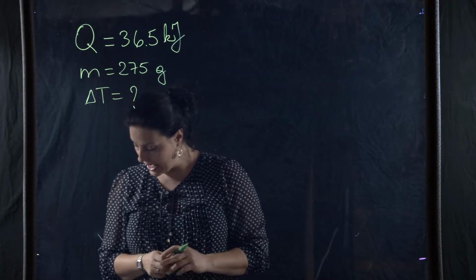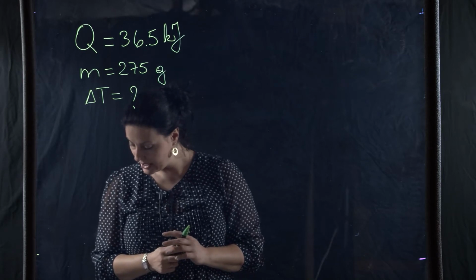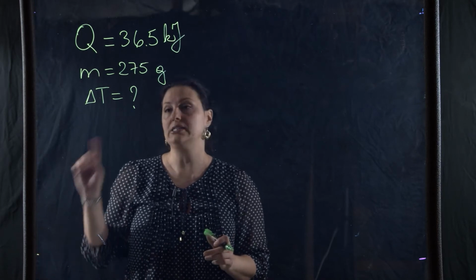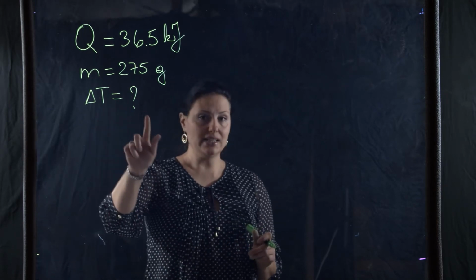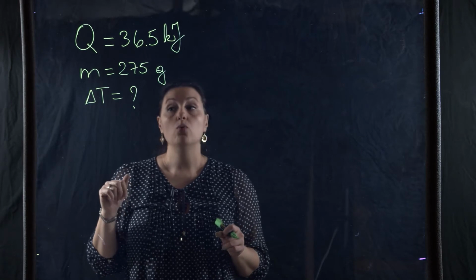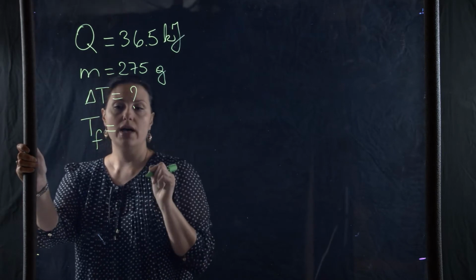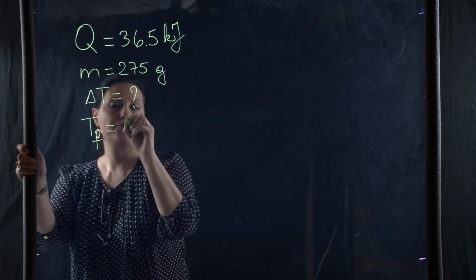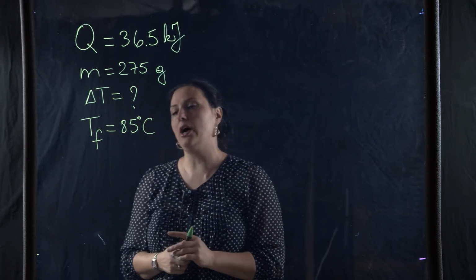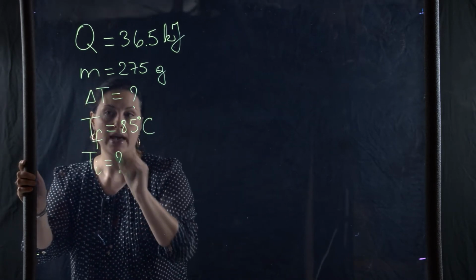So it's asking me to find delta T. Then I will actually add one more step to this. I haven't done it here, but I'll add it to the PowerPoint, and I will do it here. So let's find delta T, which is the original problem, but I want to show you one more step. What was the initial temperature of the water if the final temperature was, I don't know, 85 degrees Celsius? We'll find the initial temperature as well as the delta T.